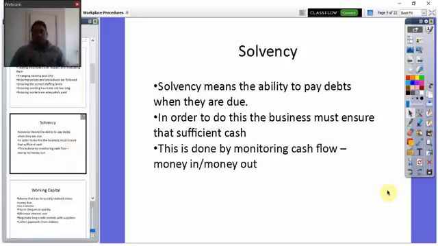Solvency means the ability to pay debts when they are due. In order to do this, the business must ensure that there is sufficient cash. This is done by monitoring cash flow, e.g. money in and money out. So it's important that the business stays solvent, is able to pay its bills on time. These kind of things are very important to a business, and if it doesn't, then there's a risk that they could go into administration and hurt the employees that work for the business.